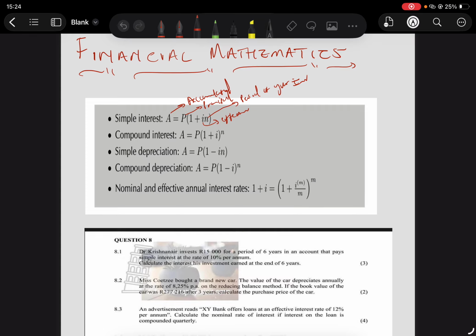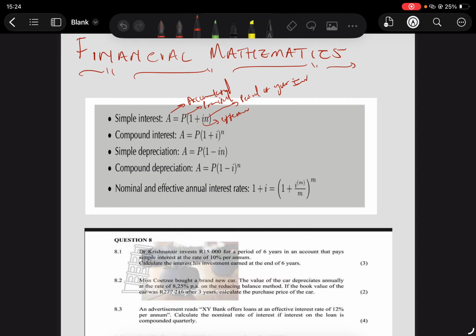Simple interest just means the interest that is added on your investment is the same for the period of your investment. So if initially you invested 100 Rand and you expect to get 10% per year, which will be 10 Rand, it means each year for the period of your investment, you will be getting 10 Rand, 10 Rand, 10 Rand, 10 Rand. And at the end of 5 years, that is 50 Rand plus the 100 Rand, and it's 150 as your accumulated amount.